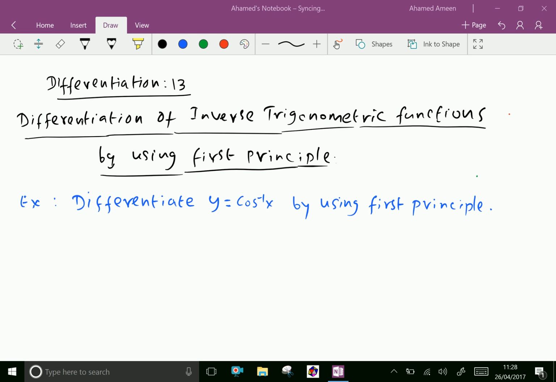Example: differentiate y equal cos inverse x by using first principle.